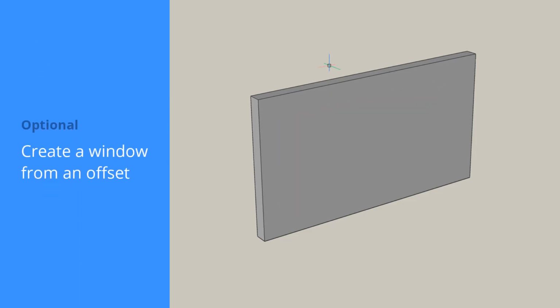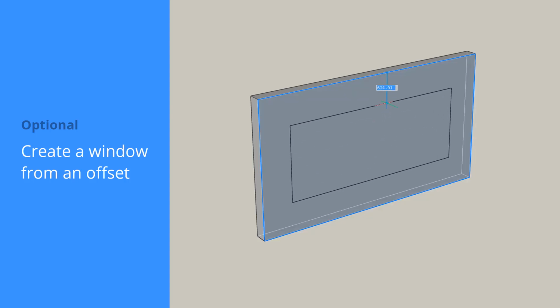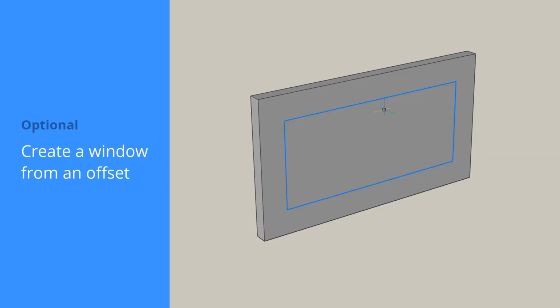You can create a custom window from a wall boundary. Select face of the outer wall and use the Offset tool from the quad. Move the cursor to resize the new boundary or key in a value and press Enter.